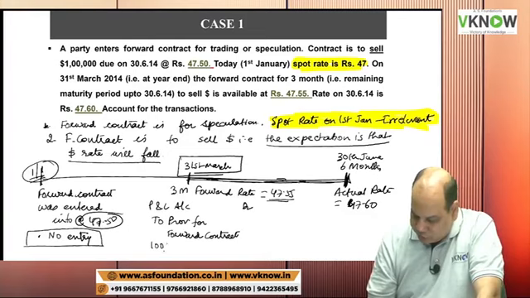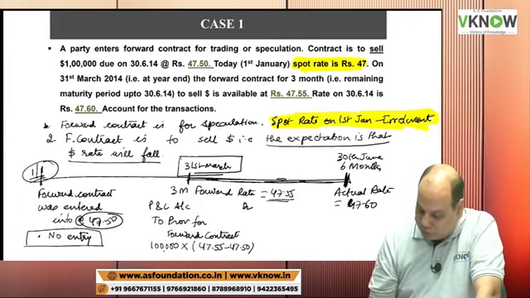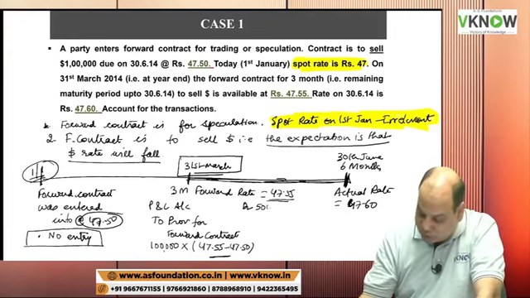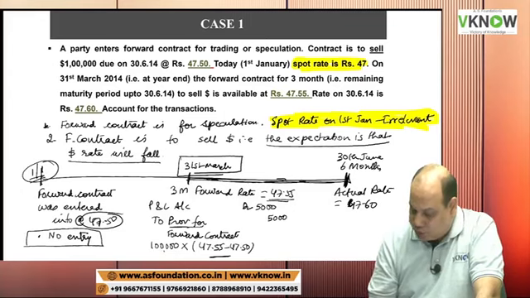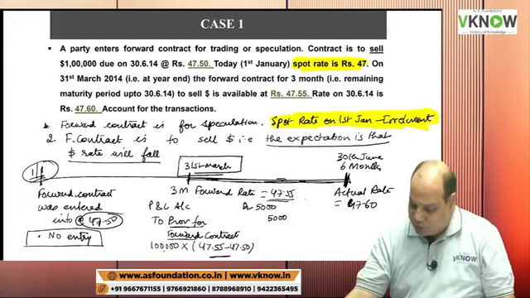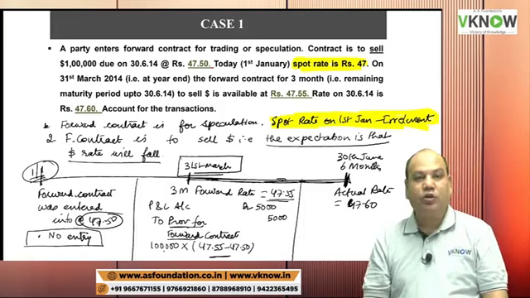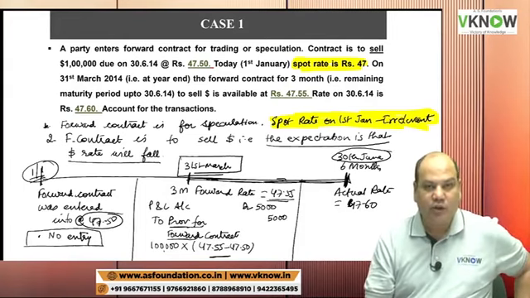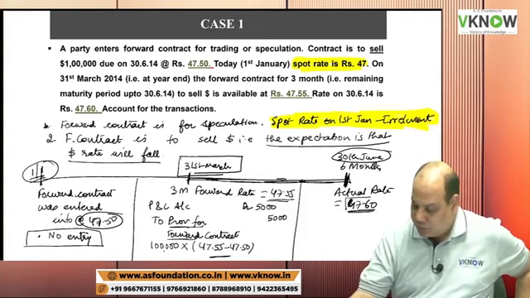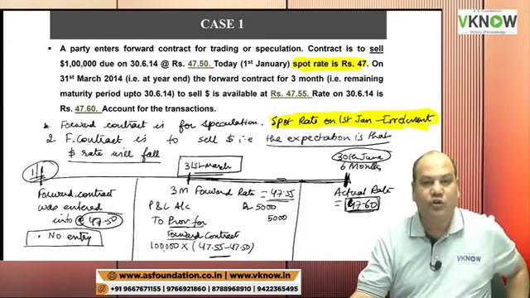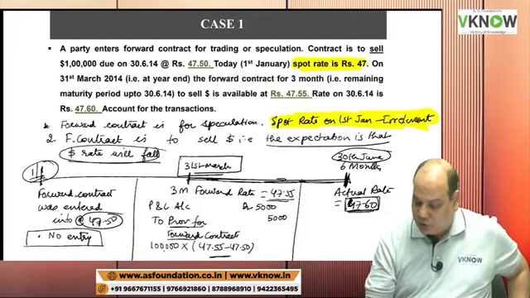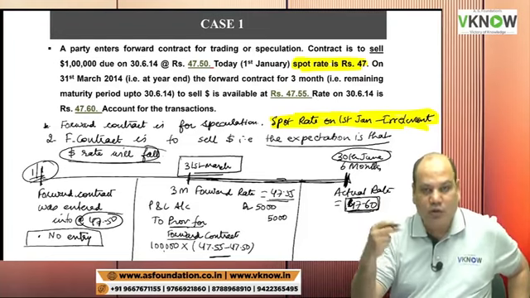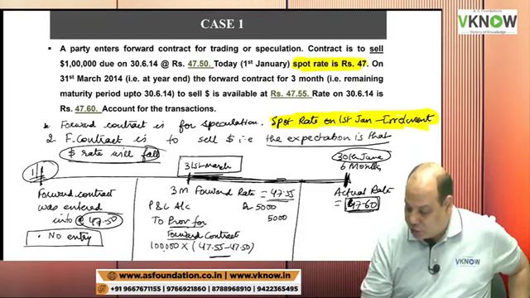And what about the amount? 1 lakh dollar into the difference between 47.55 minus 47.50. So that is your 0.05 into 1 lakh. So the answer is you will make a provision for loss of 5,000 rupees. So this is the entry on 31st March. Now I will go to the maturity date. The maturity date is 30th June. What did I find? I found that the rate actually is now 47.60. I was expecting the rate will fall, but the rate has gone up. So already I have recorded a loss of 5,000 rupees.